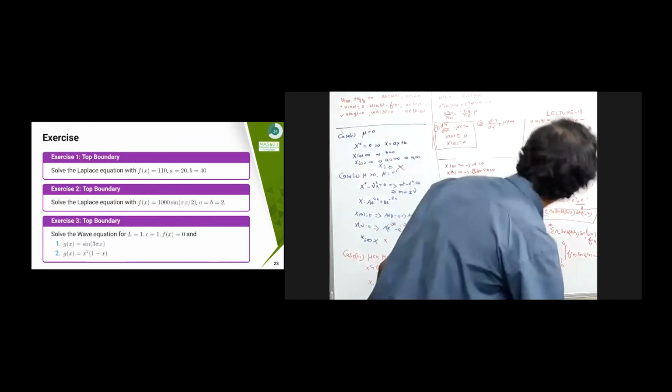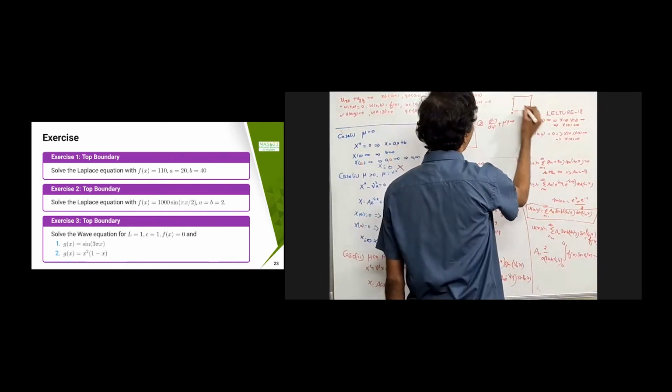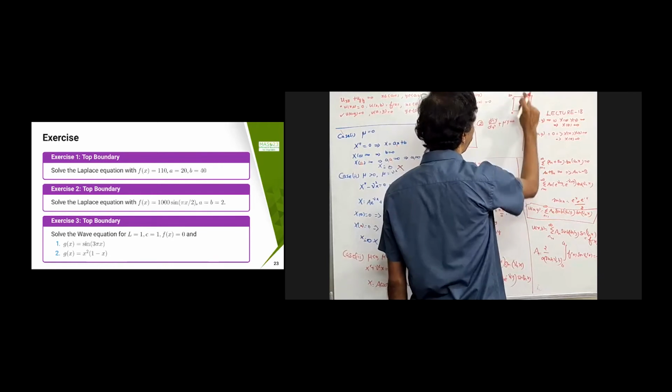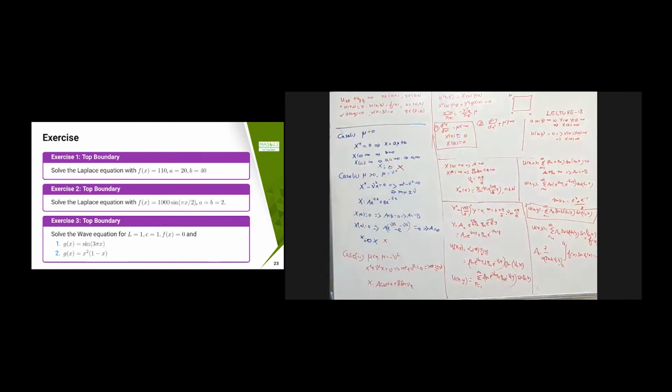So I'll give two exercise problems now. As I have mentioned here, I have a rectangle (0, a) by (0, b). So I have the top boundary, bottom boundary, left boundary, and right boundary. I can take the top boundary of this problem as f of x equal to 110, and a equal to 20 and b equal to 40, and then you can solve this Laplace equation.